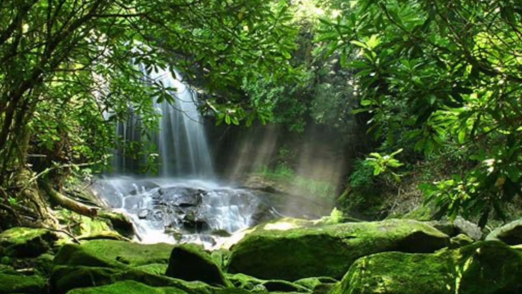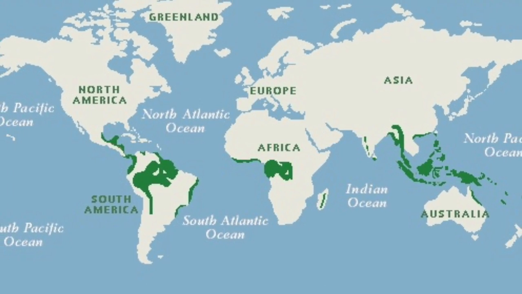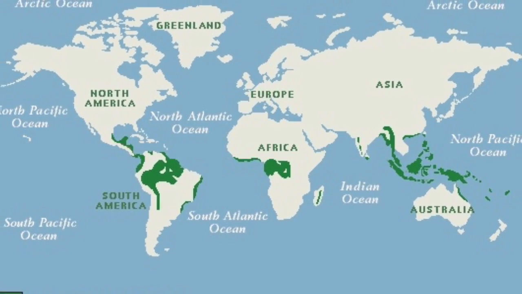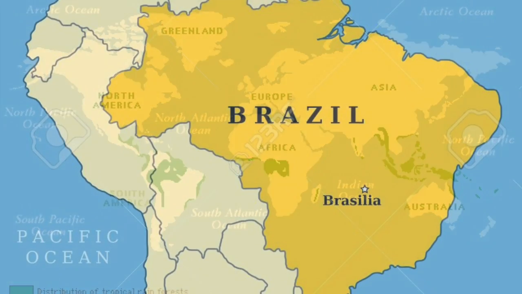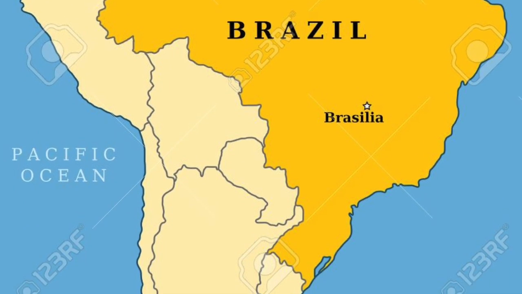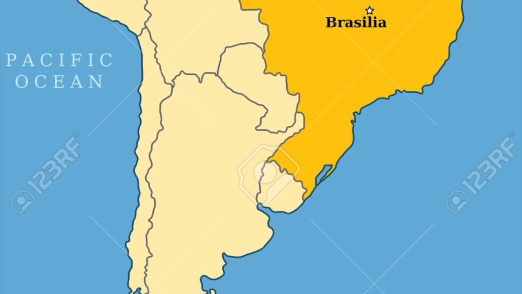My biome is the tropical rainforest. The tropical rainforest biome is an ecosystem that covers about 7% of the Earth's surface. They are found all over the world, but the majority of the tropical rainforests lie in South America in Brazil.